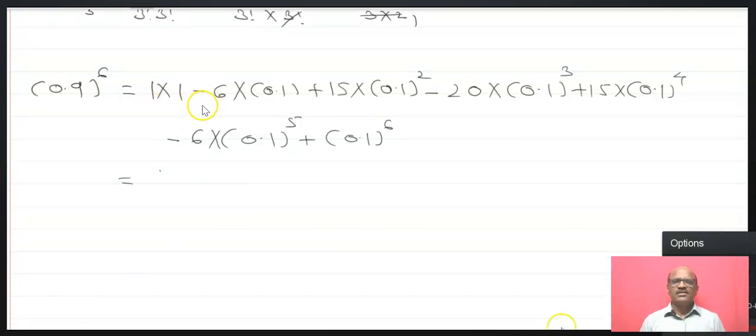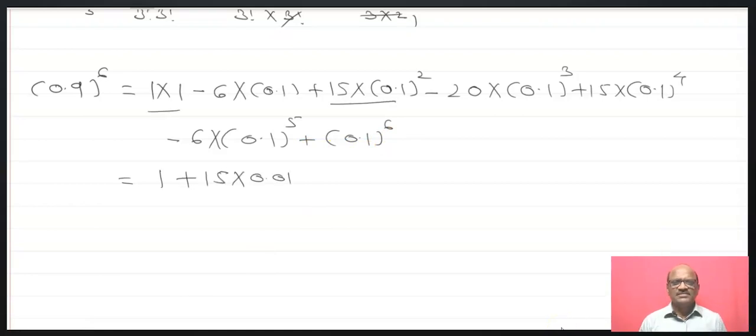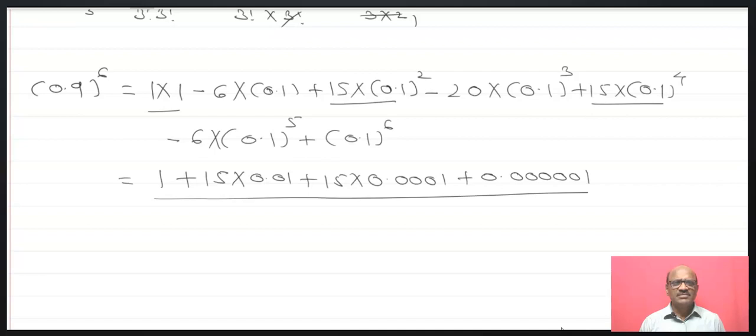Now see this here. 1 into 1 minus 6 into 0.1 plus 15 into 0.01 bracket square minus 20 into 0.1 bracket raised to 3 plus 15 into 0.1 bracket raised to 4 minus 6 into 0.1 bracket raised to 5 plus 0.1 bracket raised to 6. Now their multiplication. Now we add the positive terms first of all. I had underlined those 3 terms.